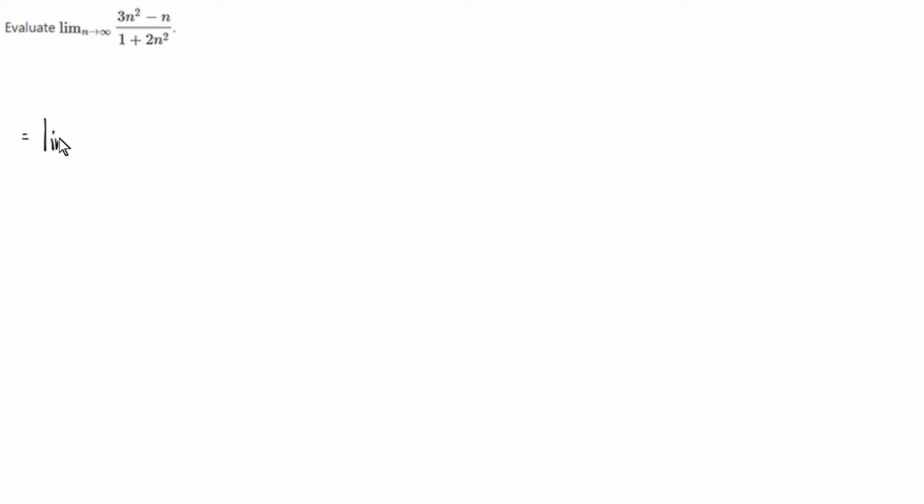So the limit as n tends to infinity of 3n squared minus n over 1 plus 2n squared. And then we're going to divide the numerator by, so the highest degree here will be n squared, over n squared. So this can be rewritten as follows.